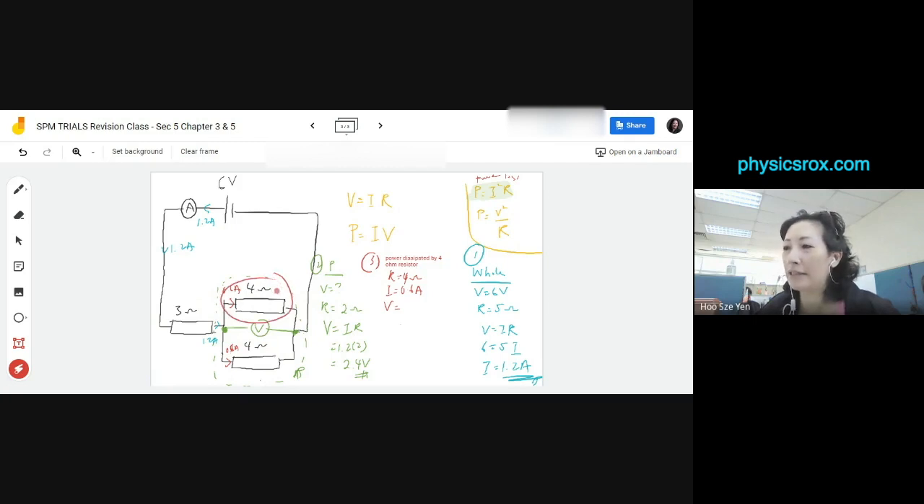For the 4 ohm resistor, what is the potential difference? It's not 6, because 6 is the whole thing. So we need to take only this section. 2.4, yes, thank you. 2.4 volts. P equals IV, so this is 0.6 times 2.4. Sorry, yes, thank you. Can you give me the correct value now?